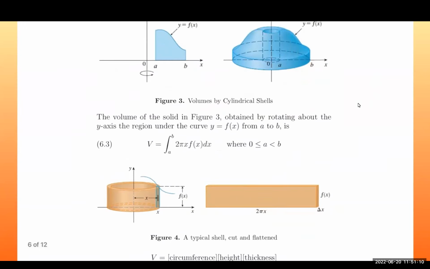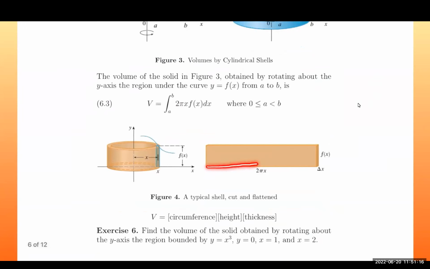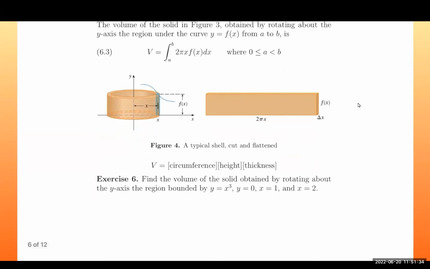After doing some algebra, it'll come down to this formula here, where 2 pi x represents the circumference of this cylinder. If you were to cut it open and spread it out, it would create this rectangular prism. This is the length, which is the circumference of the cylinder, and then you have the thickness and then the height. And so that's basically what we're going to be doing in order to figure out the volume. All right, so here it is. Circumference times height times thickness will give you the volume.